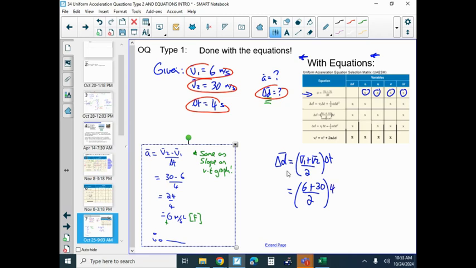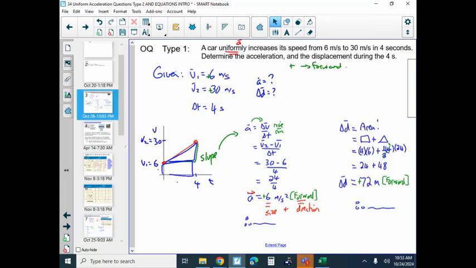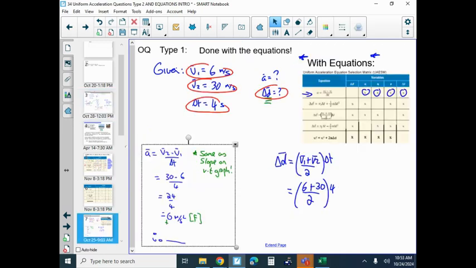And let's just do a quick little check, right? Does that look the same as what we did here? 4 times 6 plus 1/2 of 4 times 24. It looks quite a bit different, doesn't it? And there's a reason for that, but they both make sense. And I'll be able to justify that for you. But let's just see what we get.